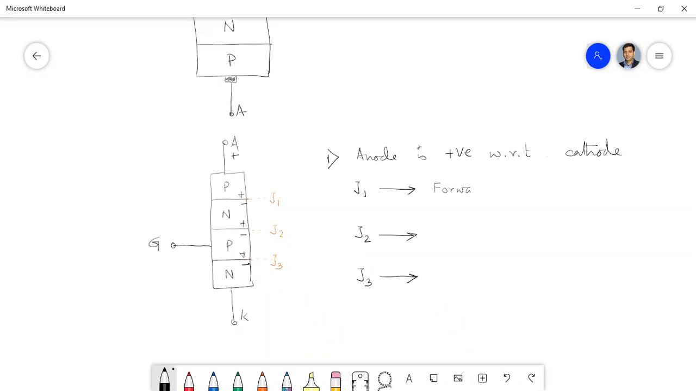Now you can answer this. What about this PN, the first PN junction? J1. This is forward bias, isn't it? What about J2? N is positive, P is negative. So we can say it is reverse biased. What about J3? P is positive, N is negative. So it is forward biased, because P is positive and N is negative.